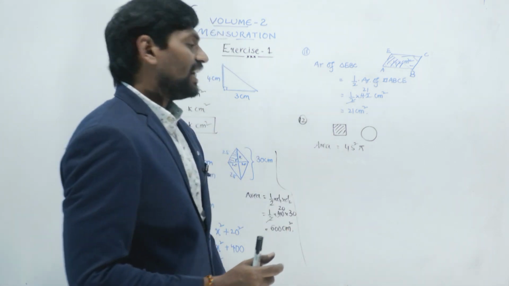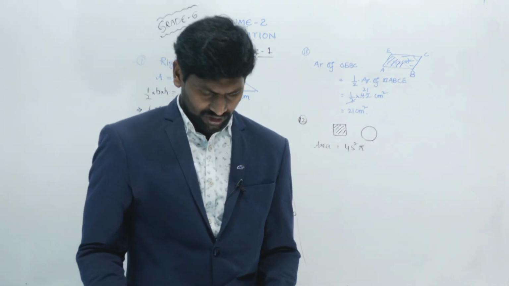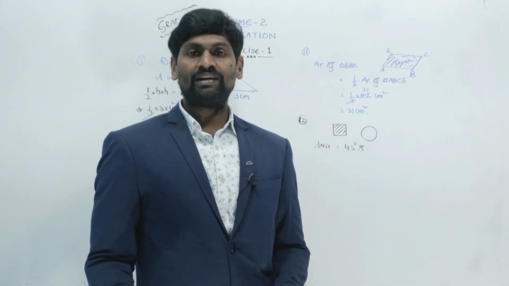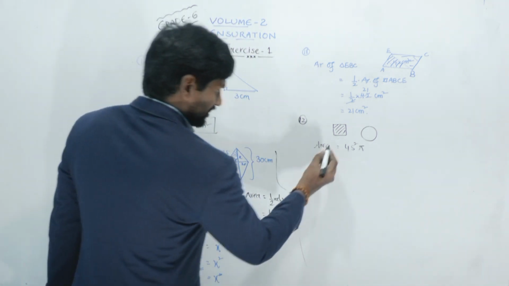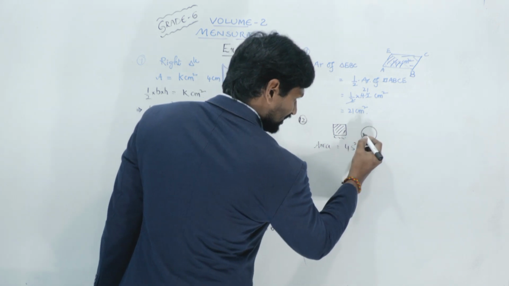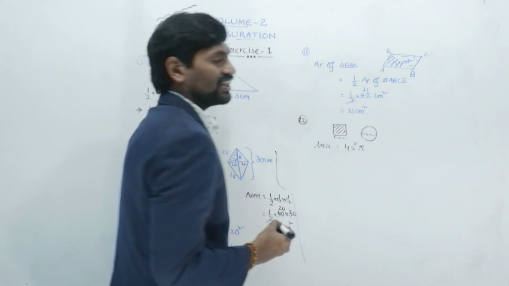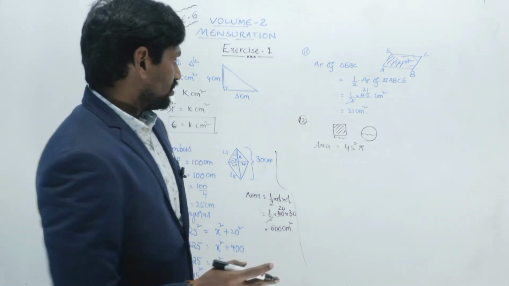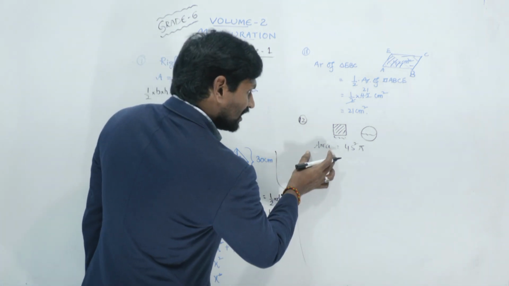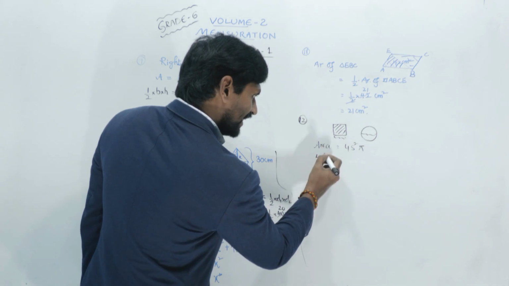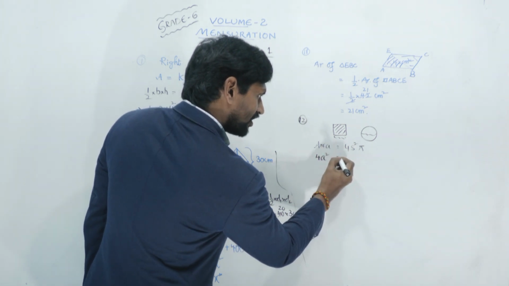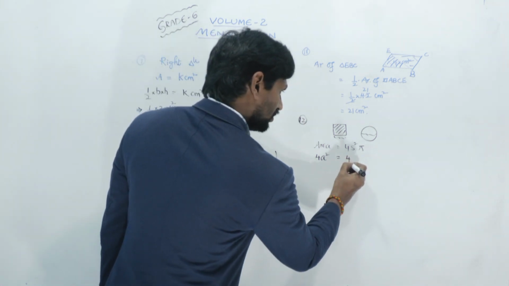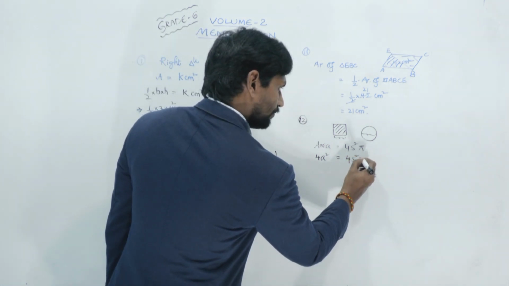The side of the square is equal to the diameter of the circle. That means the length of the side and the diameter of the circle are both equal. So I am applying the area formula first to identify the side. What is the area formula of a square? 4a square is equal to 4s square pi.